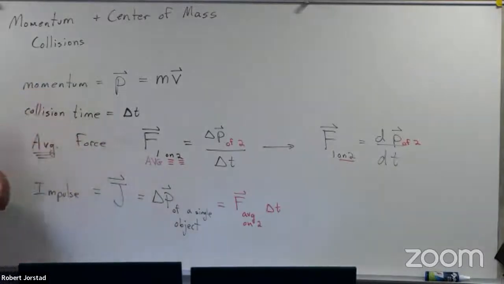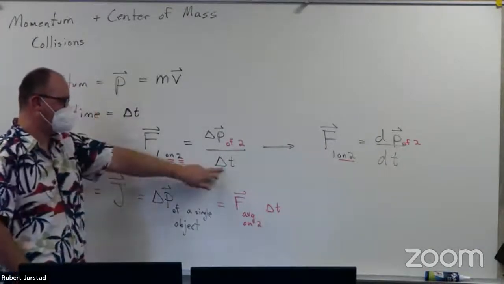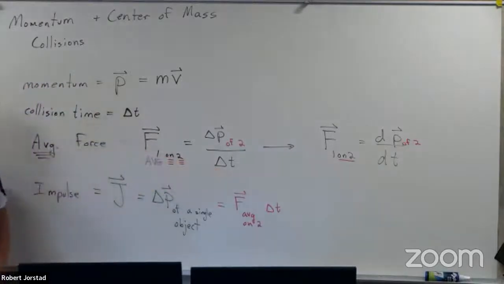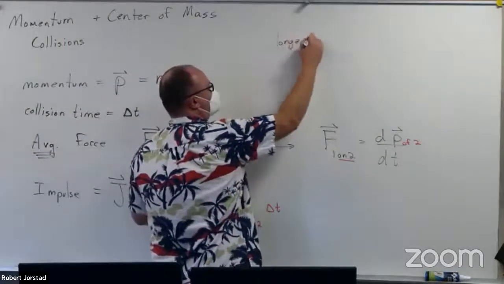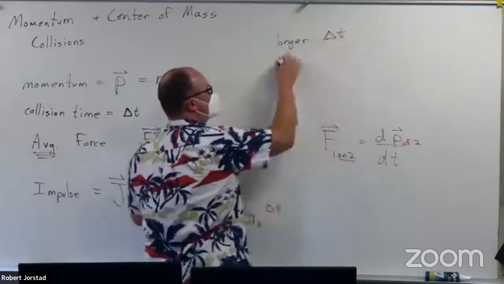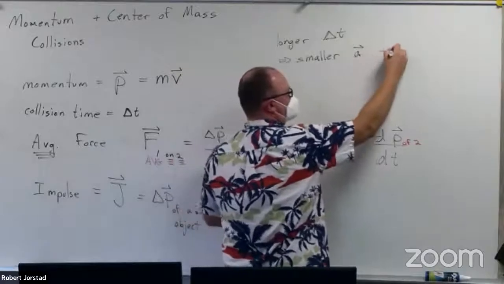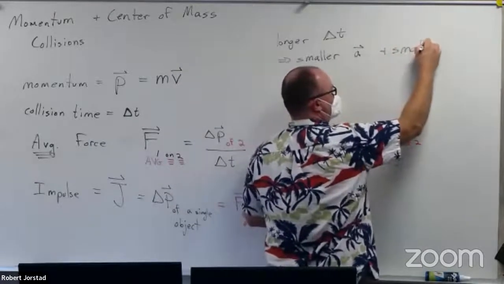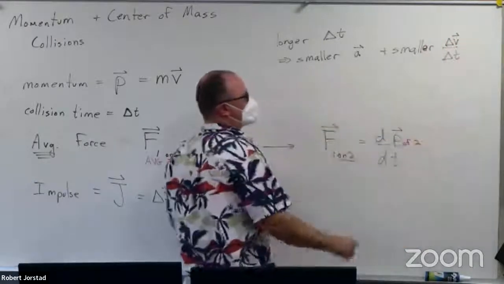Dom, anything you want to say about it? Or do you want to throw an egg? The longer the collision time, the smaller the acceleration, thus the smaller the force. So what Dom says is longer delta t implies smaller acceleration, smaller delta p over delta t, smaller force. Did I get that right? Yes.